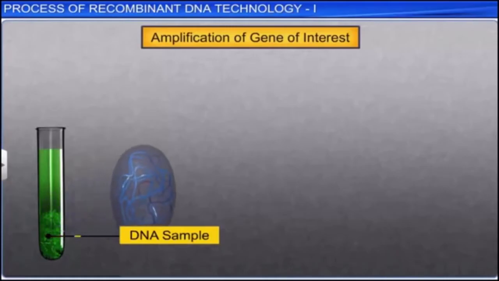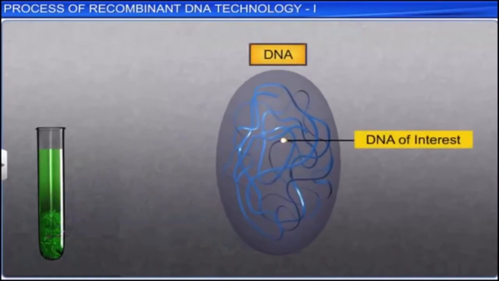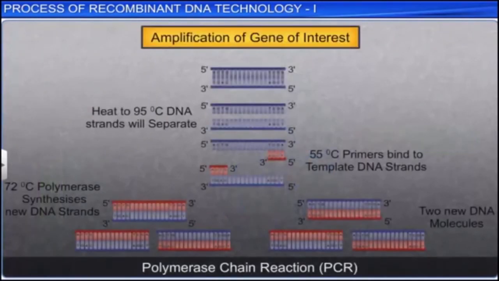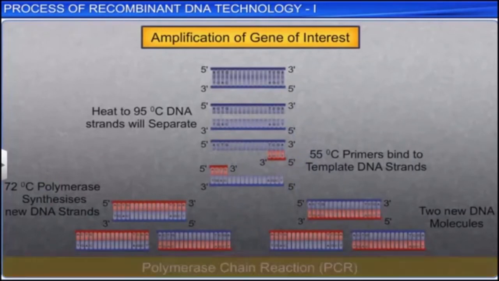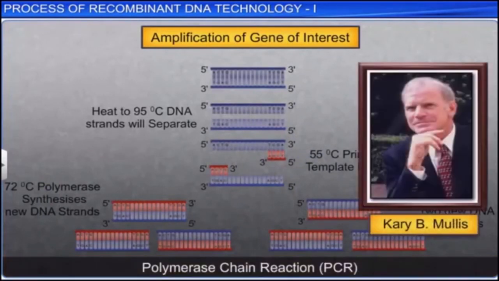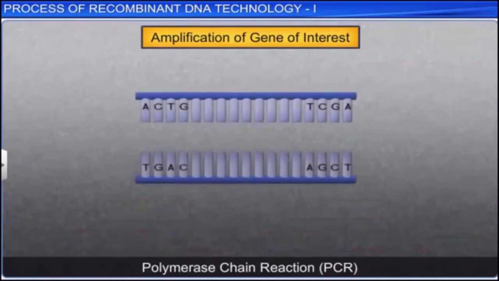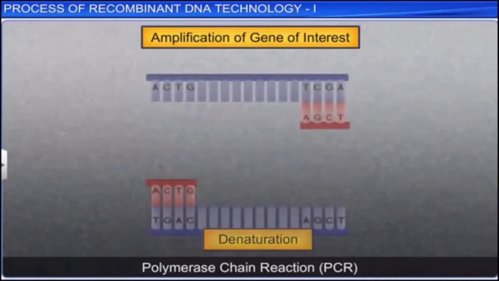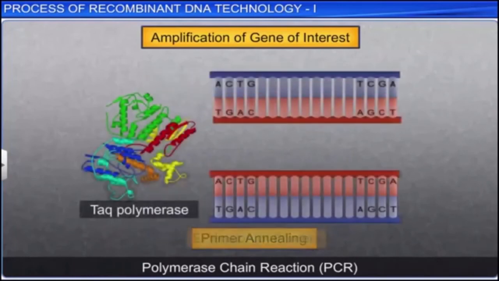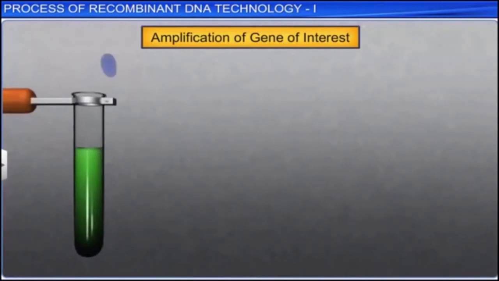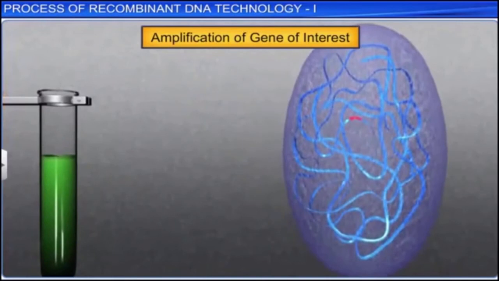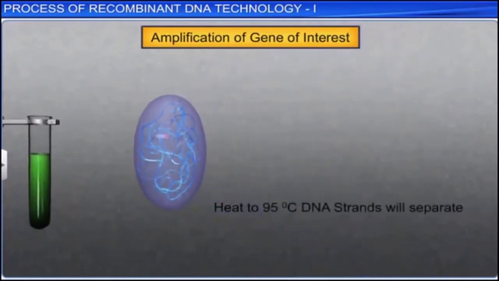The extracted DNA sample can be amplified, or used to make multiple copies, by using a technique known as polymerase chain reaction or PCR. The PCR technique was developed by Kary B. Mullis, who was awarded the Nobel Prize for Chemistry in 1993. PCR has 3 steps: denaturation, primer annealing, and extension of primers. In the first step, the isolated or extracted target DNA segment to be amplified is heated to 95 degrees centigrade for denaturation.